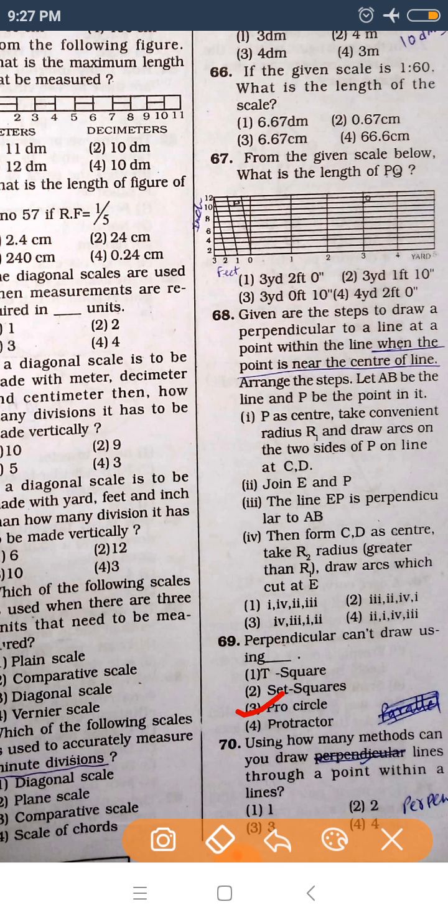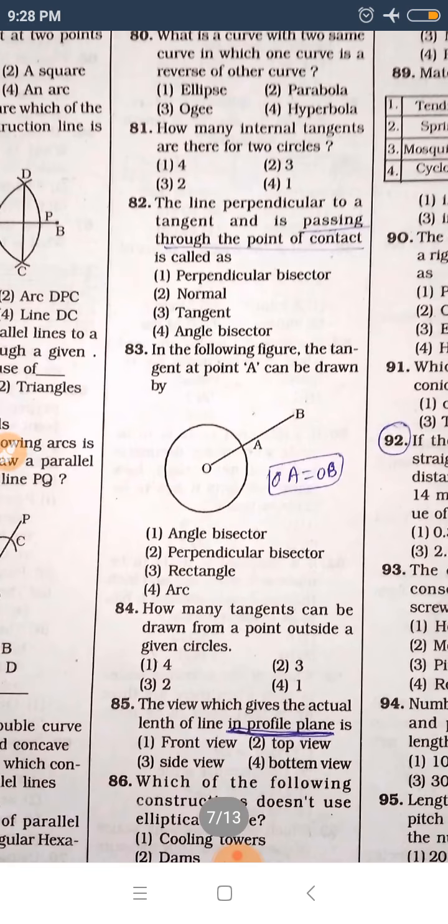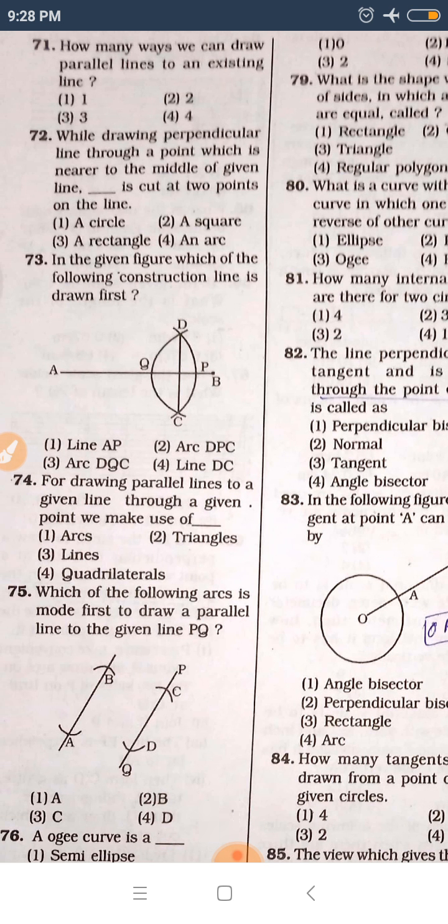Question number 70. Using how many methods can you draw perpendicular lines through a point within a line? The answer will be C, three methods. Question number 71. How many ways can we draw parallel lines to an existing line? 2 methods.